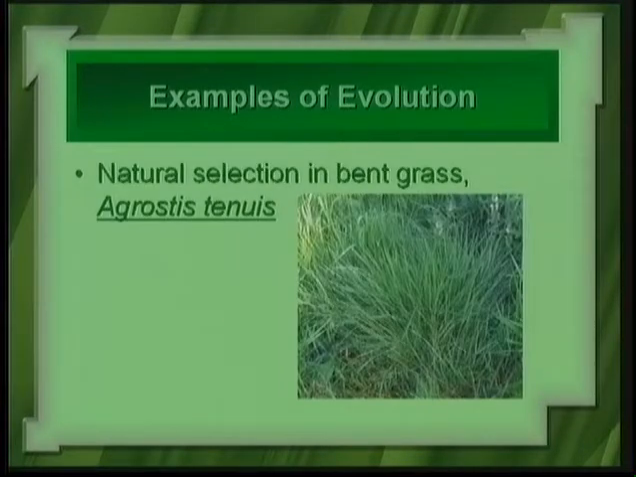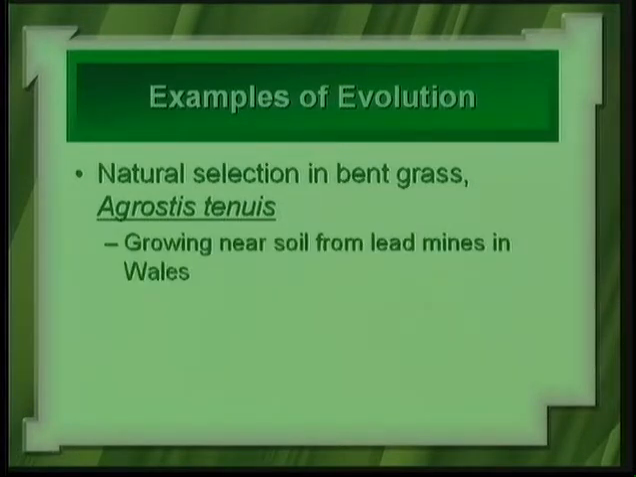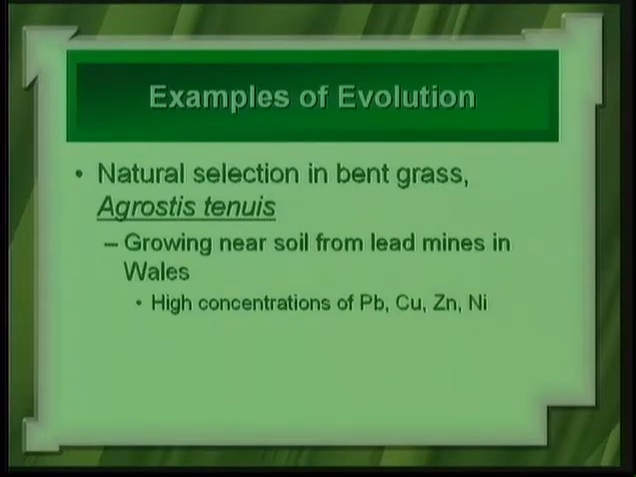Okay, so another kind of example of evolution is something your text talks about, which is natural selection. Natural selection didn't have to do with humans breeding or anything. It's something called bent grass, Agrostis tenuis, and this is a picture of that grass. It just looks like a grass. What happened is that this Agrostis tenuis was growing near soil from lead mines in Wales. Lead, of course, is toxic. It's a heavy metal. The soil had a high concentration of this: Pb is lead, plumbum; then Cu is copper, Zn is zinc, and Ni is nickel. These are all heavy metals, and all of them are toxic to people.